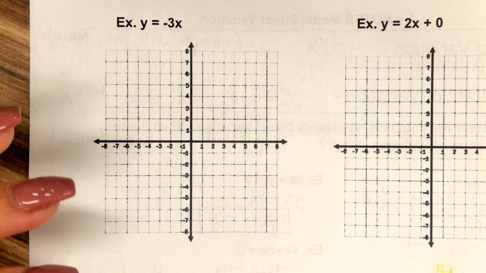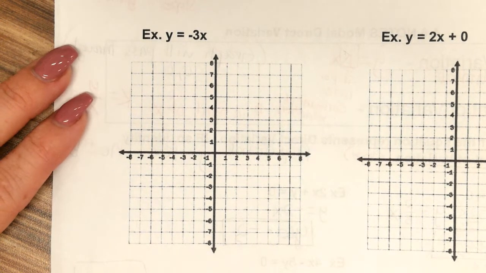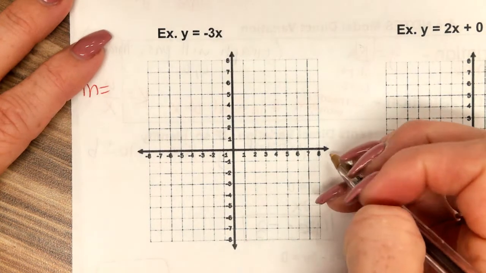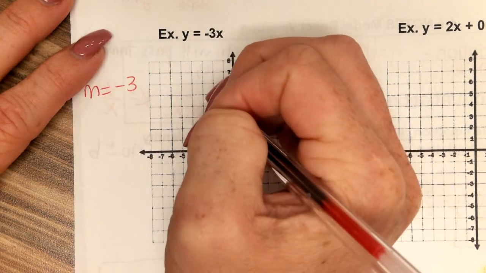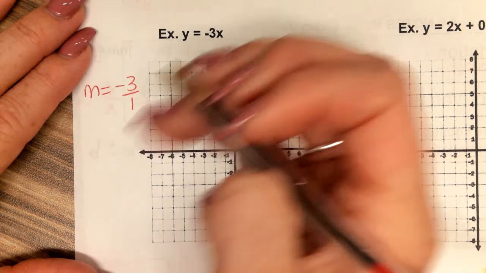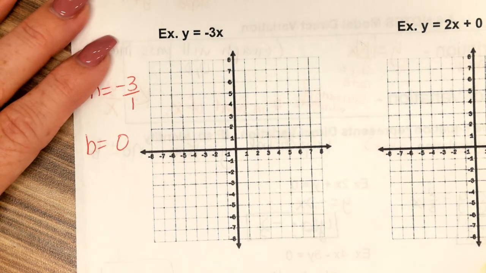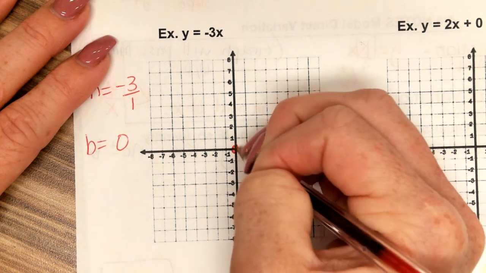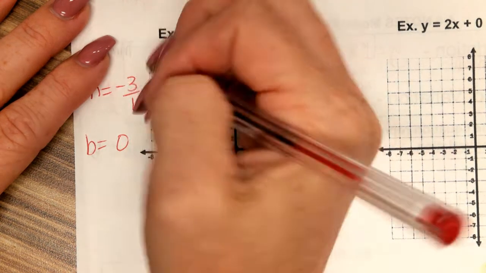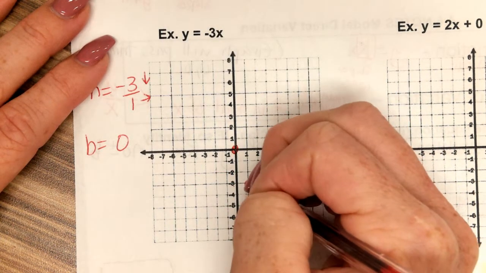Yes. All right, the next one. What is the slope for this one? Negative 3 over 1. What is the y-intercept? 0. So we're going to start at 0. And am I going to go up 3 or down 3? Down and right. So down 3, right 1.